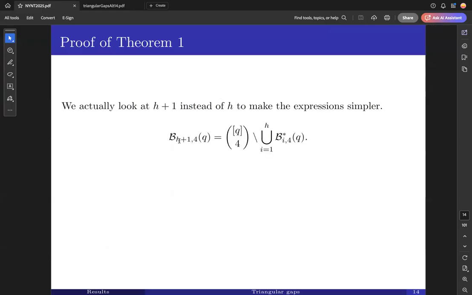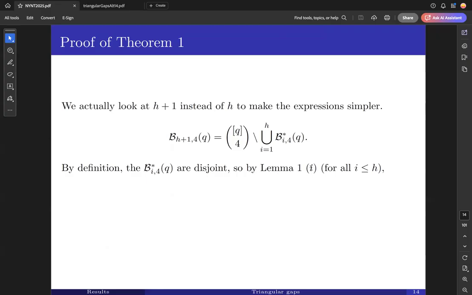Basically, I'm going to look at b sub h minus 1, and I can write that as the b sub h plus 1 sets minus the sets which are not b sub h plus 1 sets. So these are the b sub h plus 1 sets. But luckily, this is a disjoint union of sets which are only b sub 1 but not b sub 2, that would be b sub 1 star, sets which are b sub 2 but not b sub 3, which is, of course, b sub 2 star, etc. And so that's how I get this union.